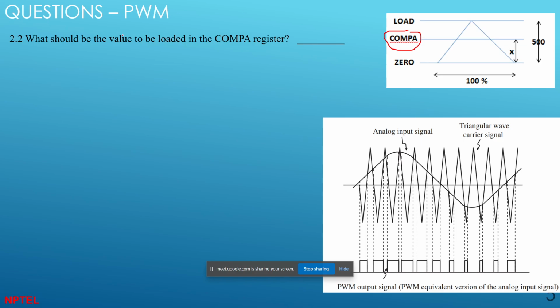For a 30% duty cycle, this is what it looks like. This is 30%, this is 100%. And we need to calculate what x is here. How to do it? Just use the similar triangle concept. We have 500 minus x over 500: the bigger triangle ratio minus the smaller triangle ratio. This manner you can get x here.